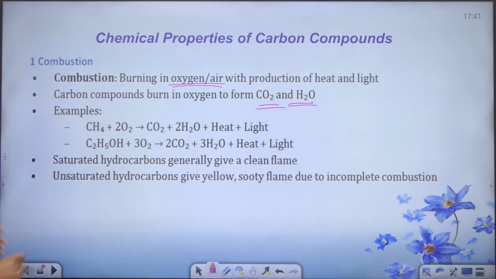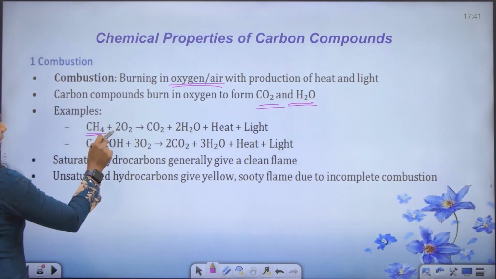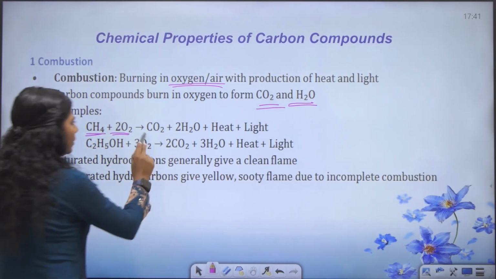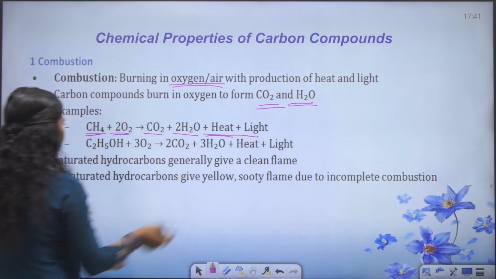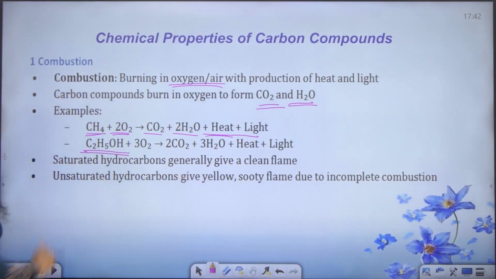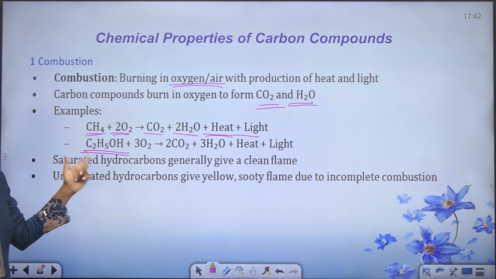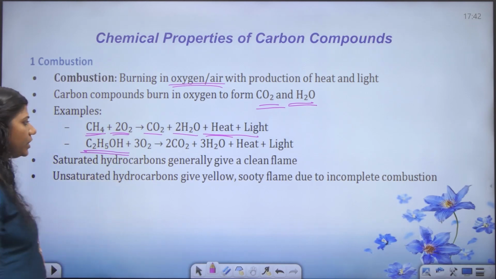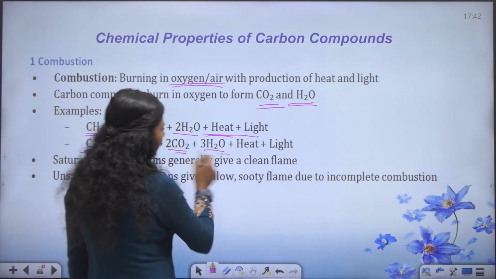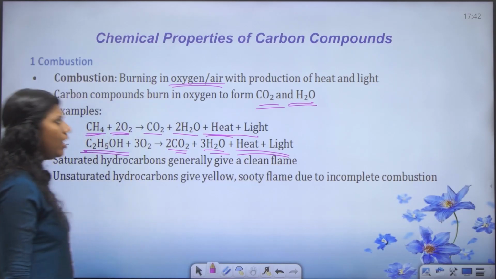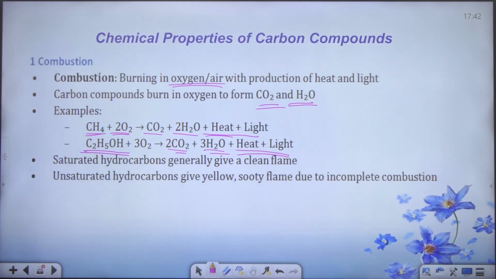For example, CH4 is the methane molecule. It burns in the presence of oxygen to form CO2, H2O and heat plus light. And C2H5OH has 2 carbon atoms and the functional group is OH. That means this molecule is ethanol, and it burns in the presence of oxygen. It also forms carbon dioxide and water and liberates heat and light energy. So all hydrocarbons or carbon-containing compounds burn with oxygen to form carbon dioxide and water: complete oxidation.